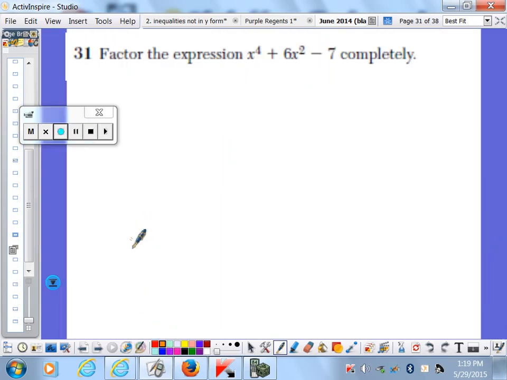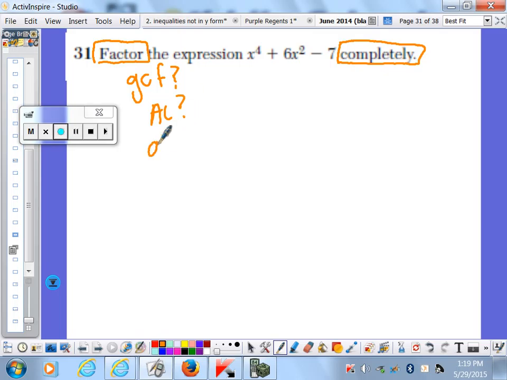31. Factor the expression completely. We've seen this once again. This is one of our first few facts from our fact sheet. We must think about what it means to factor completely. Ask yourself, is there a GCF? Is it AC? Or is it difference of squares? I hope you see which one it is. Don't be afraid of those exponents. Just follow the same rules that we usually follow when we are factoring. And don't forget to factor more than once. Go ahead.